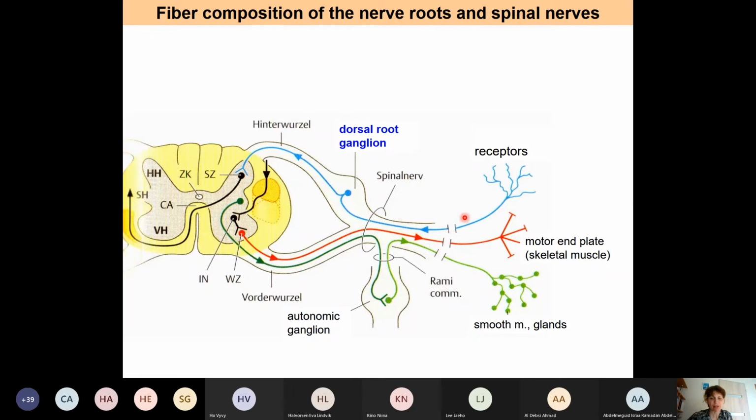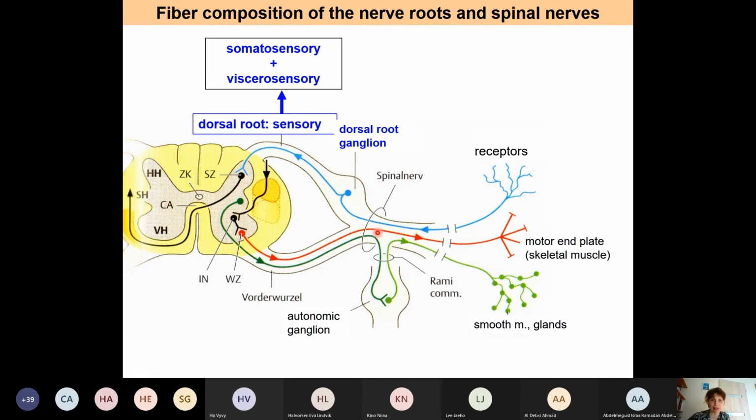And you will see it in histology as well, and we will speak about it later, but this schematic drawing shows what kind of fibers we have in these roots, in these rootlets. So the dorsal root contains always the sensory fibers, both the somatosensory and the viscerosensory fibers, which enter the spinal cord. Yes, in the posterolateral sulcus.